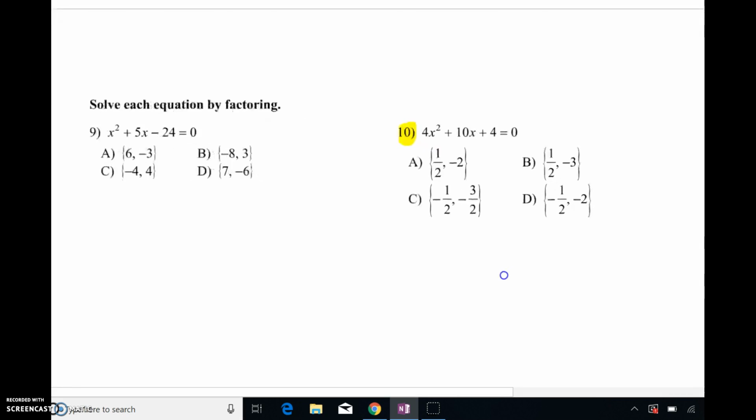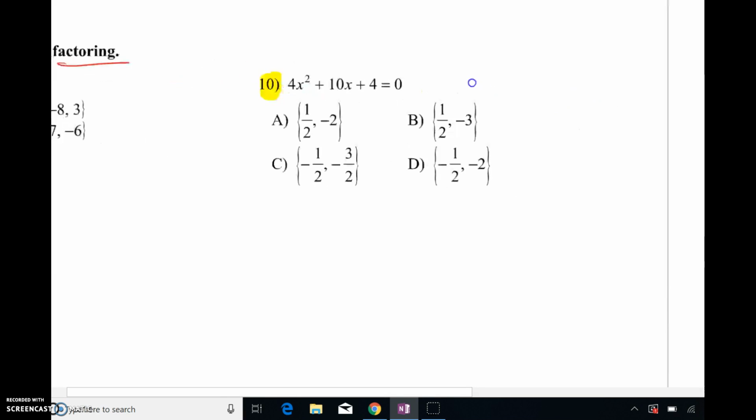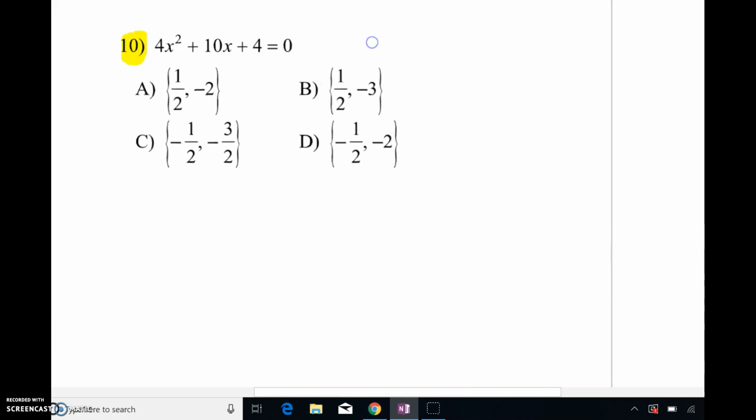All right, number 10. Number 10 says to solve by factoring. When we factor, no matter what we're factoring, what's the first step?